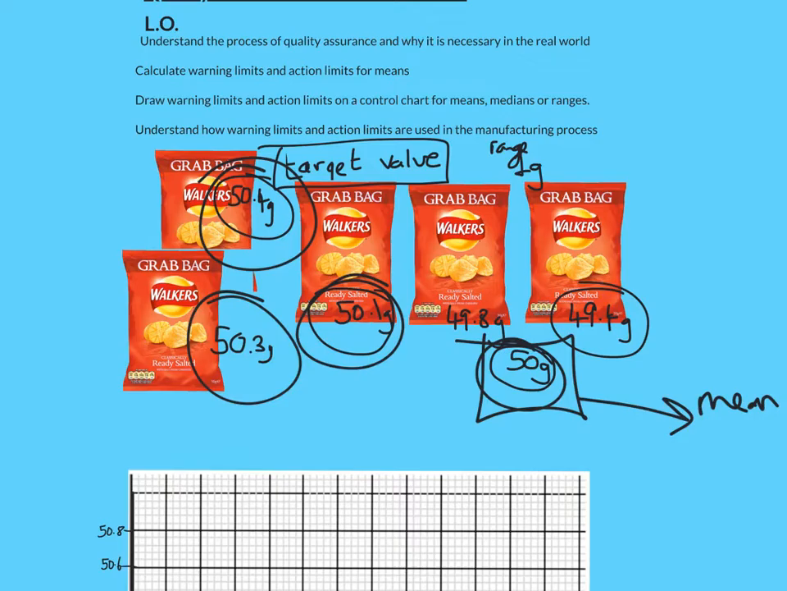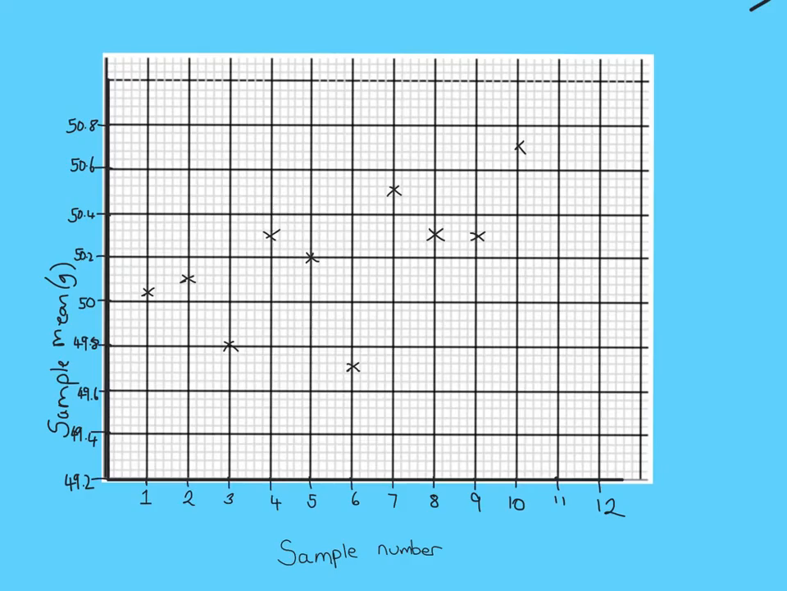Now let's look at the actual samples that we're given. I have taken the sample means and plotted them on, and it looks a bit like a time series. Normally for time series we'd join them up and look a bit like a mountain range, but we're not doing that. We're doing a control chart. So for a control chart we're looking at how close they are to our target.